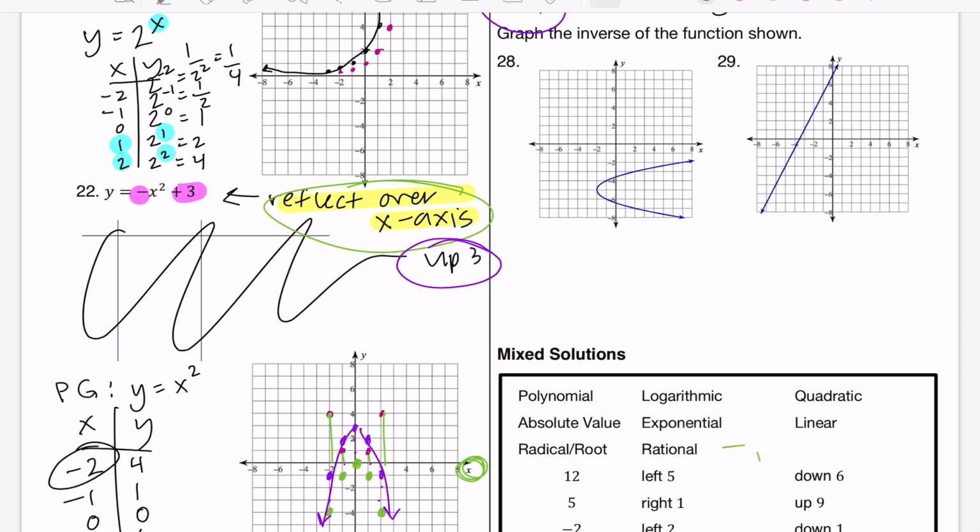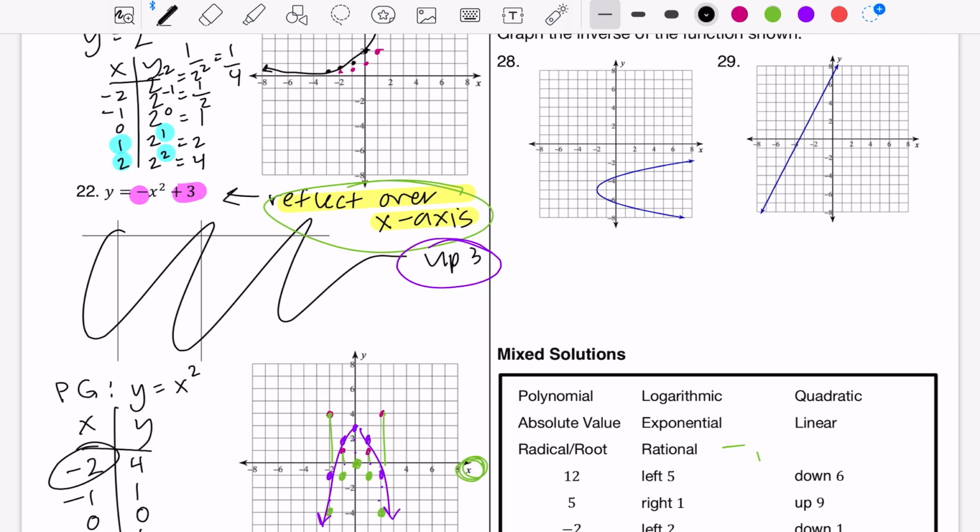All right, for the last two problems, you're given a graph and you have to write the inverse. So just a friendly reminder, if you're given a table or a graph, what you need to be able to do is switch x and y. So what you're going to want to do is look at your graph and pick some key points. So 1, 2, 3, 4, 5. I'm just looking at the places where the graph intersects the grid at nice clean spots.